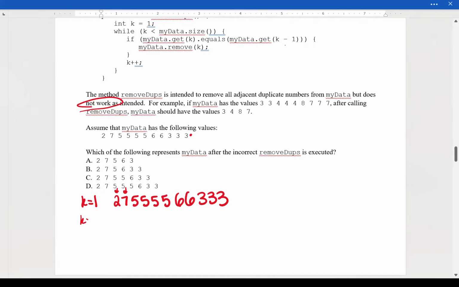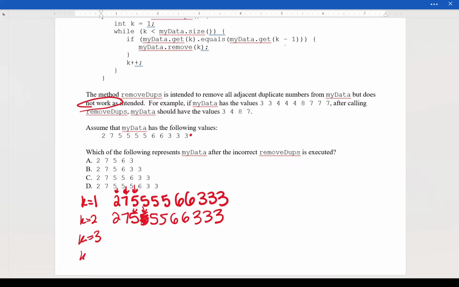So I'm going to go to k equals 2. I'm going to use this guy up here again to check. They're not equal, so nobody's going to get removed. So I'm just going to have to copy down my array here. And then we're going to check for the next guy. K is 3, so I'm going to check spot 2 and spot 3. They are the same, right? Which removes spot 3. So 0, 1, 2. I'm going to remove this 5.